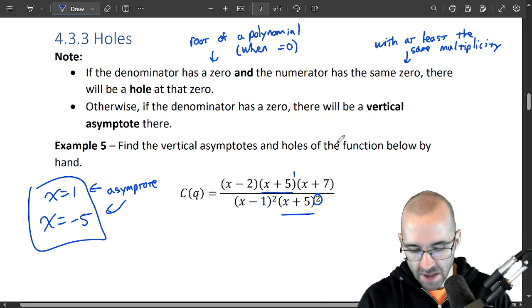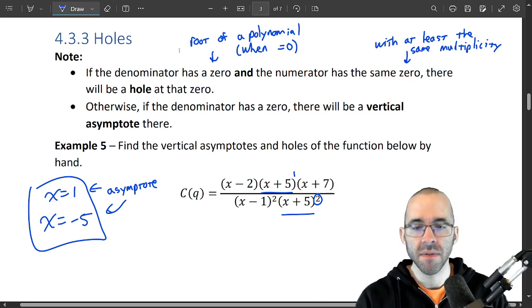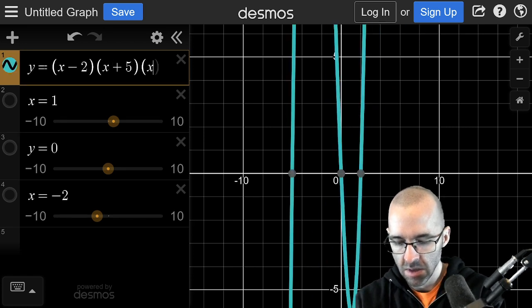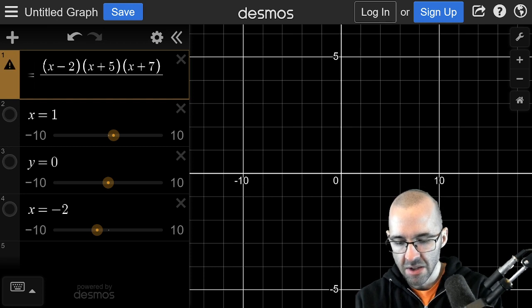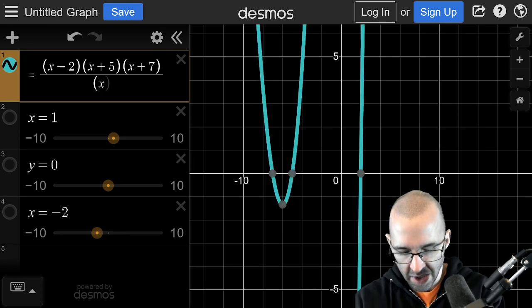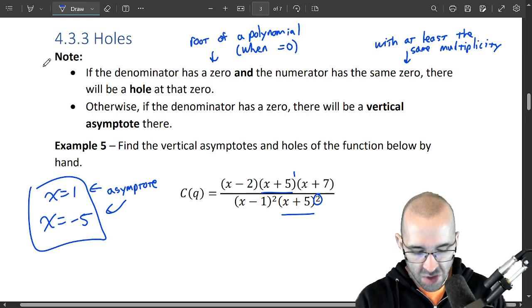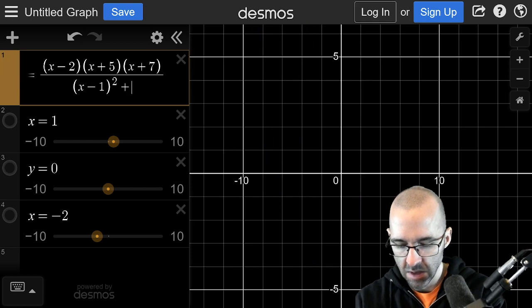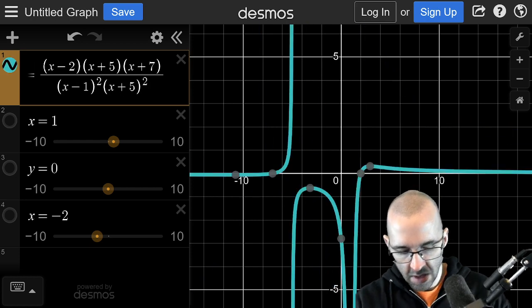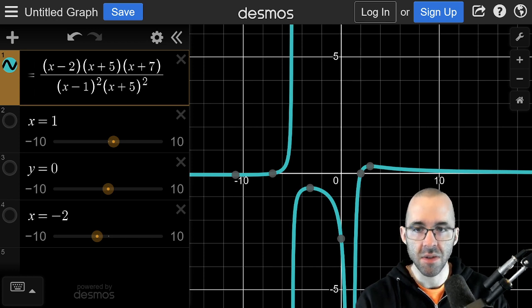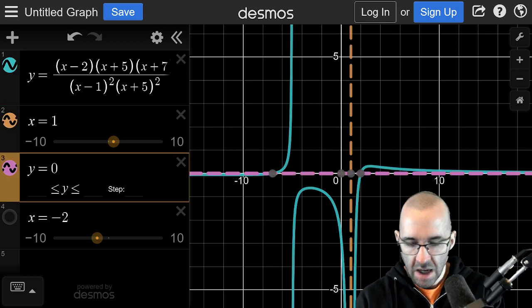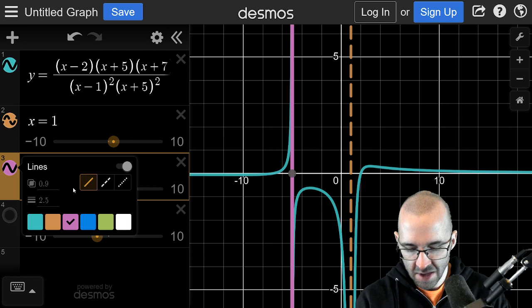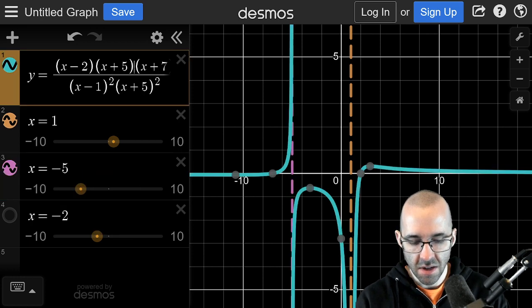Let's check. x minus 2, x plus 5, x plus 7, divided by x minus 1. Or is it plus 1? I don't remember. x minus 1 squared, x plus 5 squared. Oh, you can see we do have those 2 vertical asymptotes, right? At x equals 1 and at x equals negative 5. You can see both vertical asymptotes. So this one didn't actually have any holes.